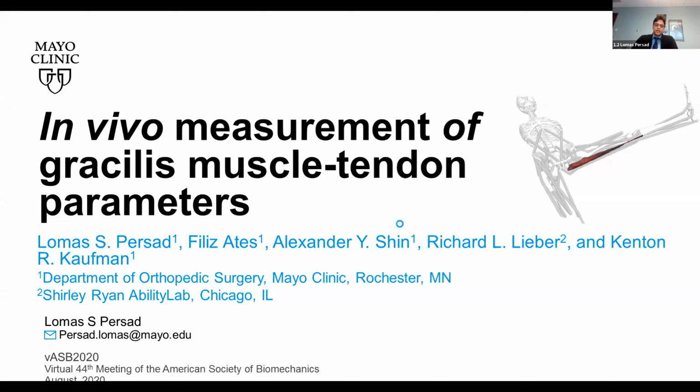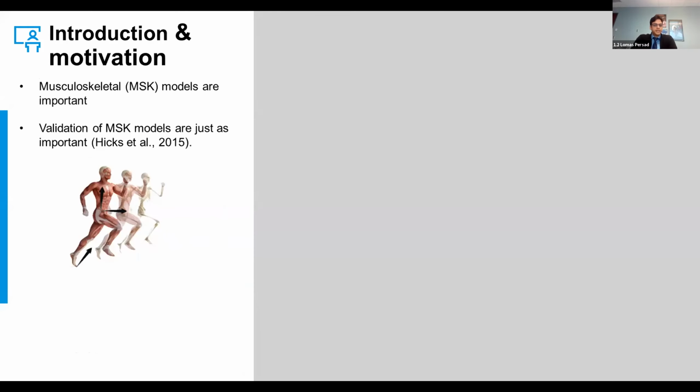Musculoskeletal models are being used across various research fields to answer questions involving human locomotion. And in particular, they are being applied in scenarios where performing practical experiments is not feasible. To drive acceptance and broaden the impact of these models, there must be validation.